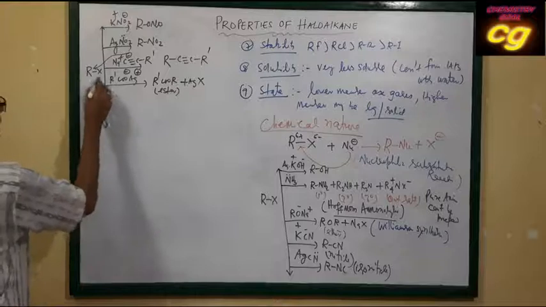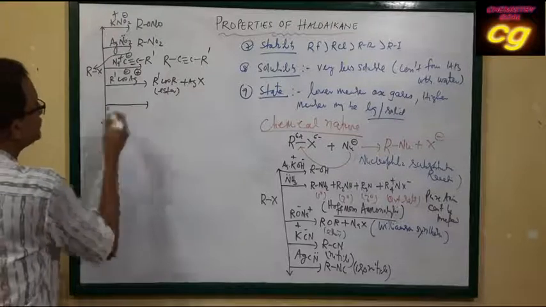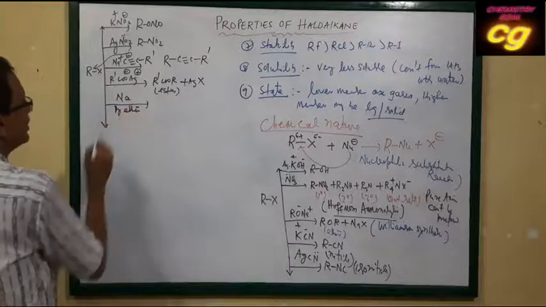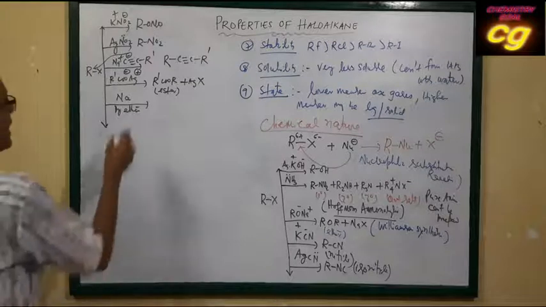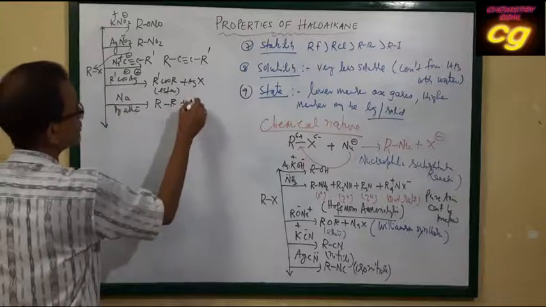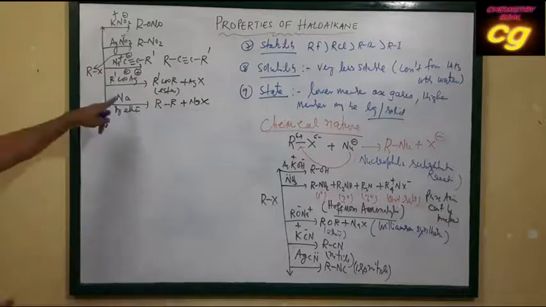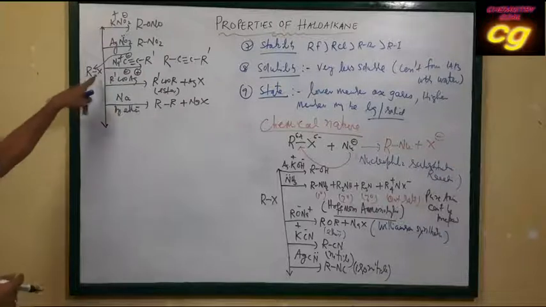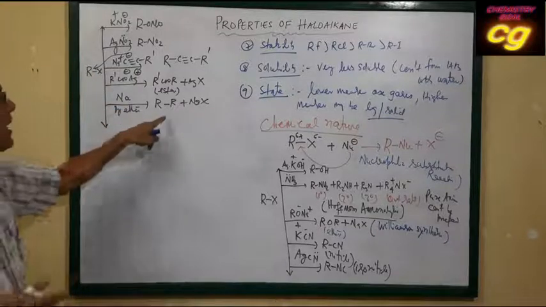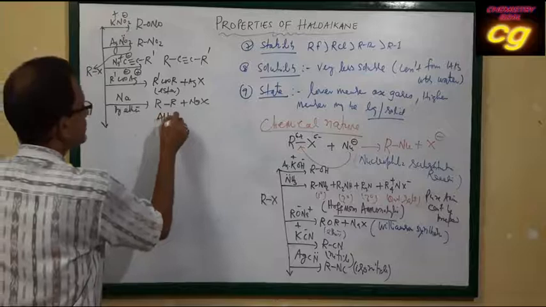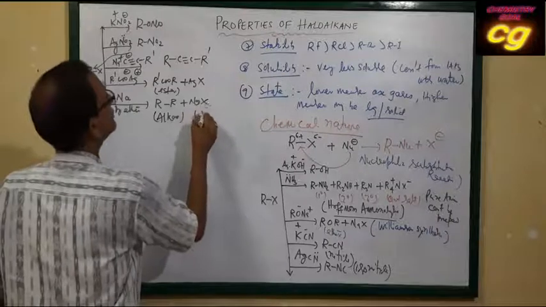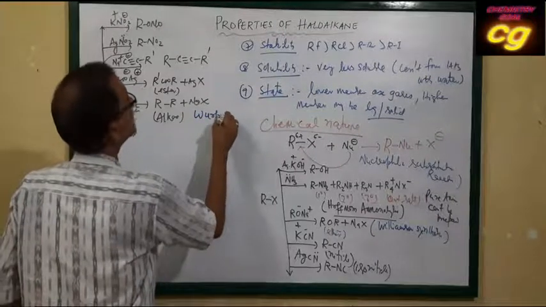If you use RX in presence of sodium metal and dry ether, you will get what? R-R will be produced, and sodium halide. Here what happens? Sodium donates an electron to RX, so R becomes minus charge. Then this R minus attacks RX, forming alkane. This reaction is called Wurtz reaction. Write down in a different pen, Wurtz reaction.